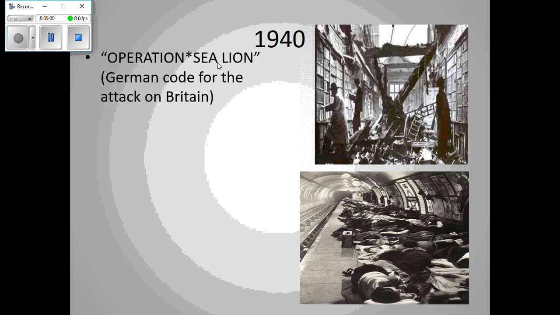It's called Operation Sea Lion, and that's the code word for the German attack on Great Britain. Basically it was going to be done through the air. He was going to bomb with the German Luftwaffe. This is known as the Battle of Britain, and it went on for a year and a half or so. Every night, the German Luftwaffe would fly across the English Channel, drop bombs all over London, and then head back, trying to get the British to surrender.